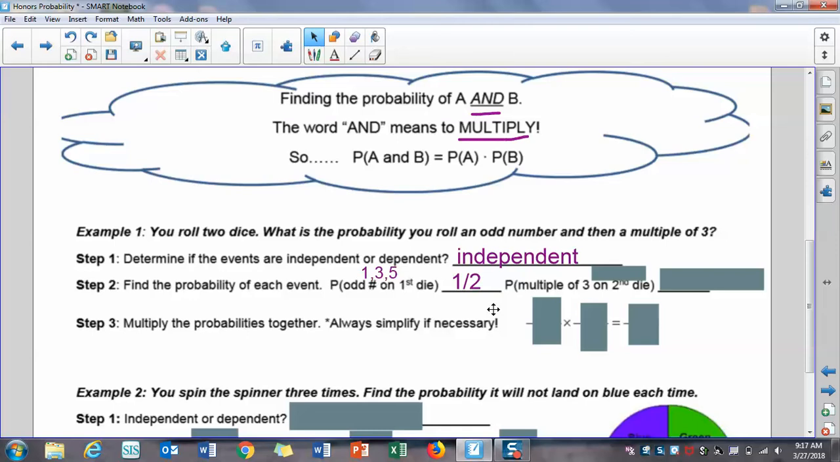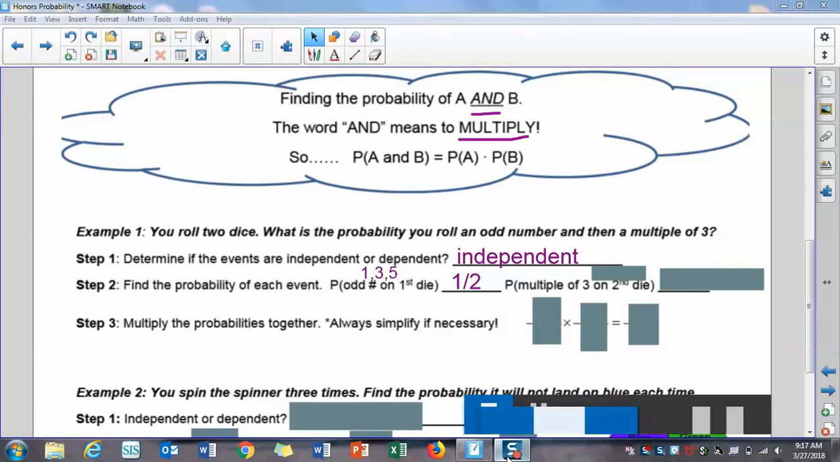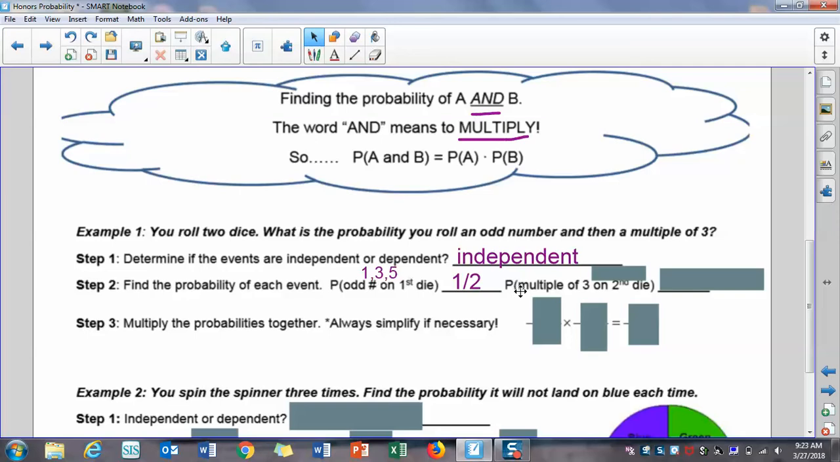The second event was the probability of landing on a multiple of 3. Now the second event, we want a multiple of 3 on the second die. So our multiples of 3 are going to be 3 or 6. So again, multiples are 3, 6, 9, and so forth. But on the die, it's only 3 or 6. So that's going to be 2 out of 6 options, or simplified to 1/3. And again, if you don't simplify now, you'll just end up simplifying your answer at the end. So it's your choice when you prefer to simplify. I like to simplify before multiplying the two probabilities together.